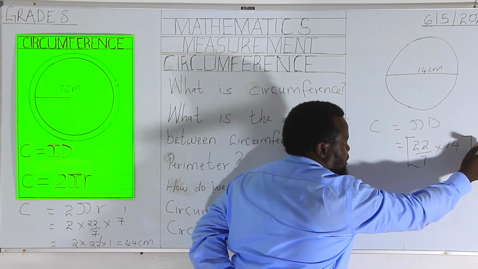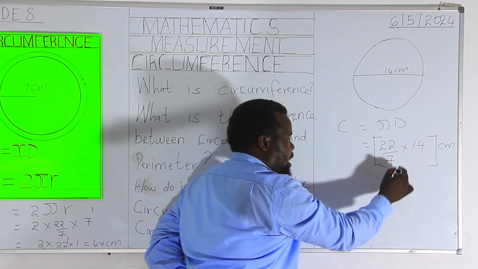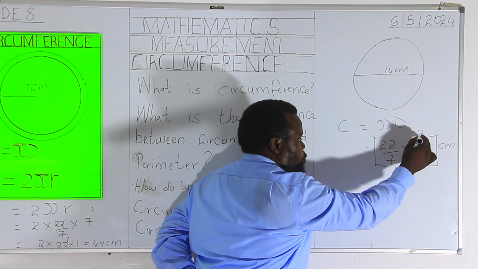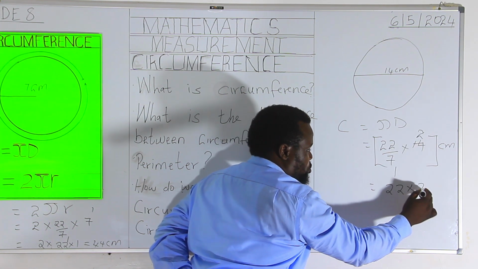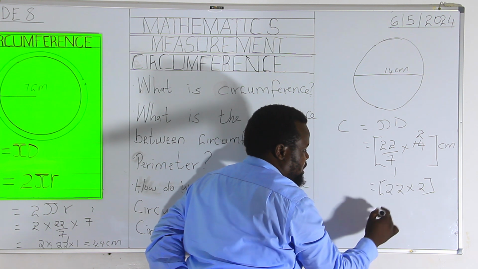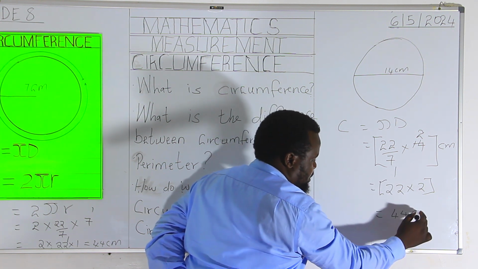Our answer is in centimeters. 7 goes here 1, here 2. We are going to have 22 times 2, and 22 times 2 is equivalent to 44 centimeters.